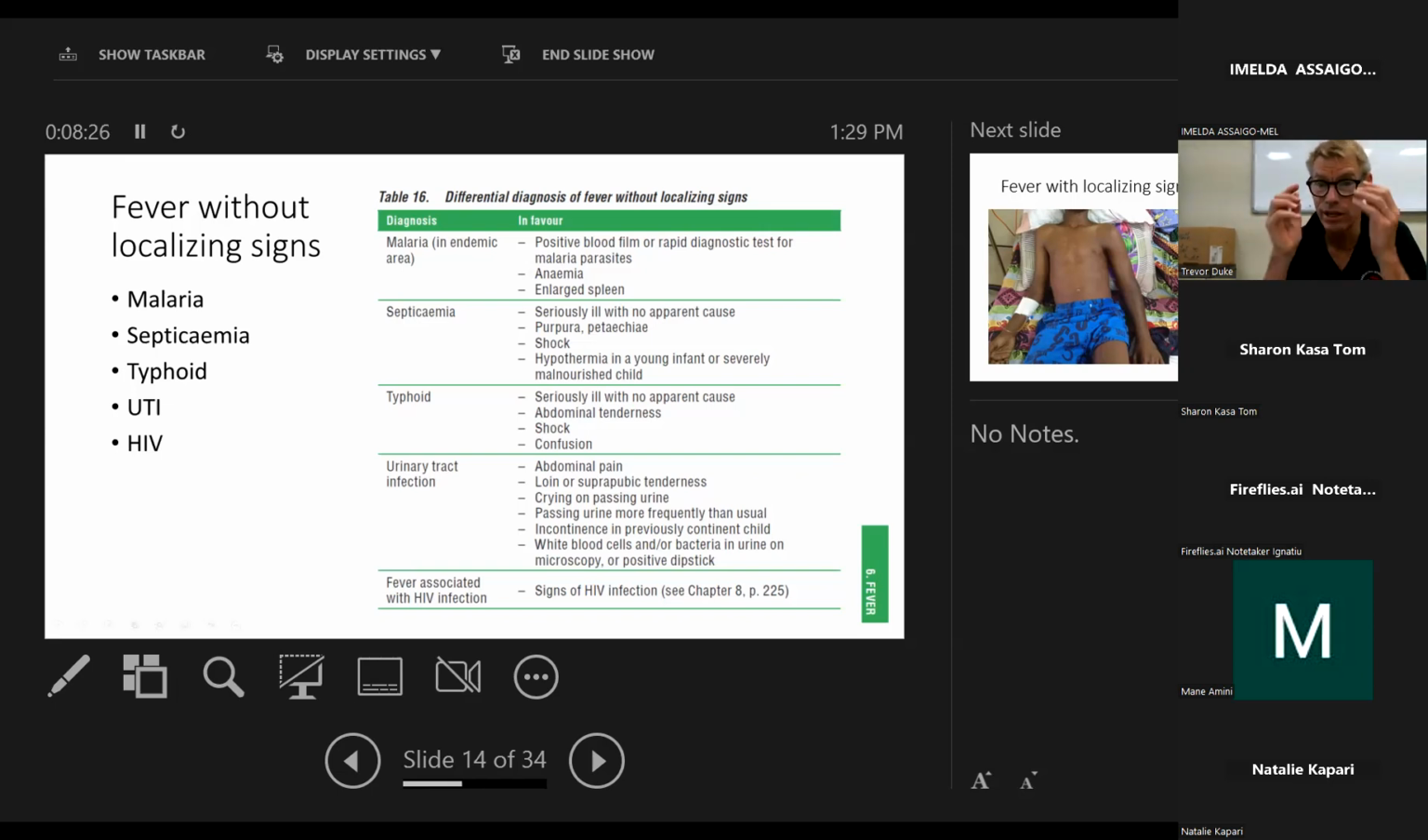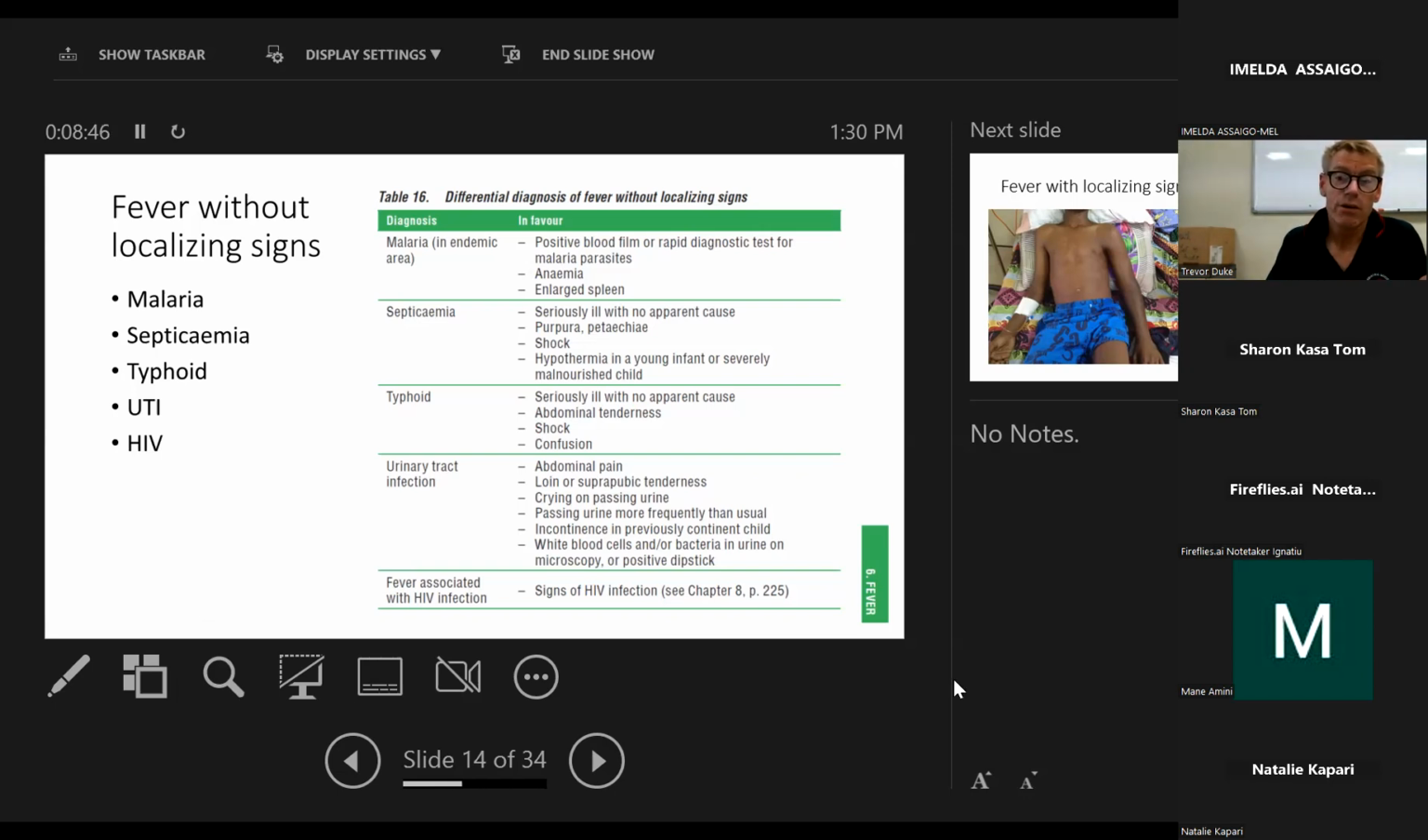Urinary tract infections. Now, in an older child, it's usually fever with a localizing sign because they can tell you they've got dysuria, right? But in a young child, the most common group that gets UTIs, it's a bit harder for them to declare that they've got those features. So in infants, that's why we need to check the urine in a child with fever.